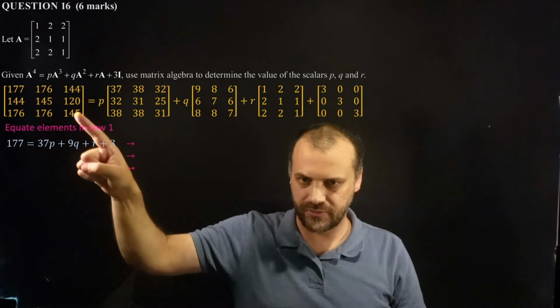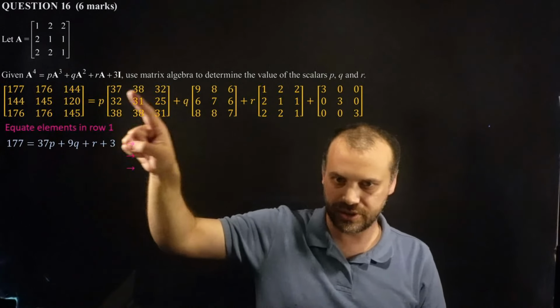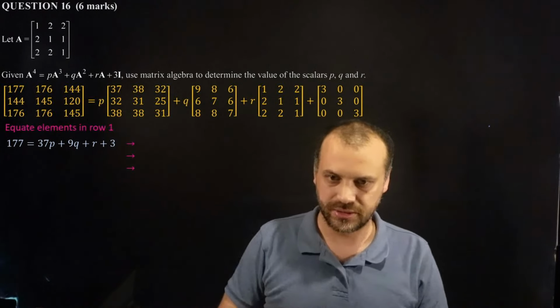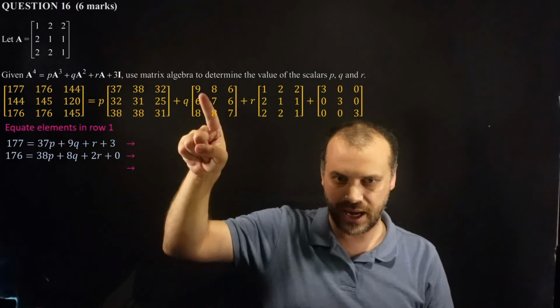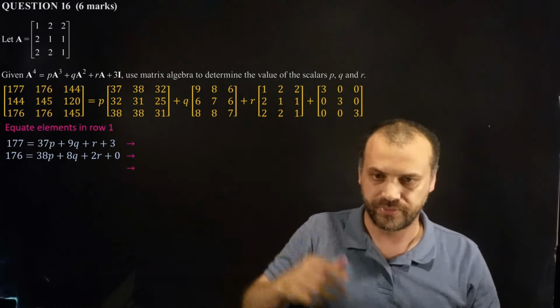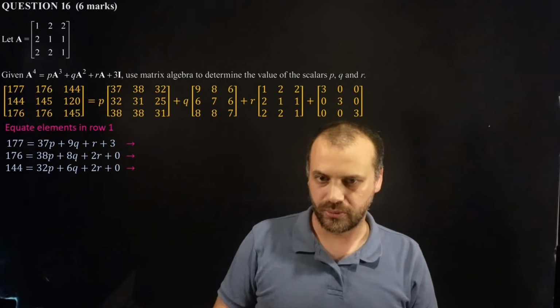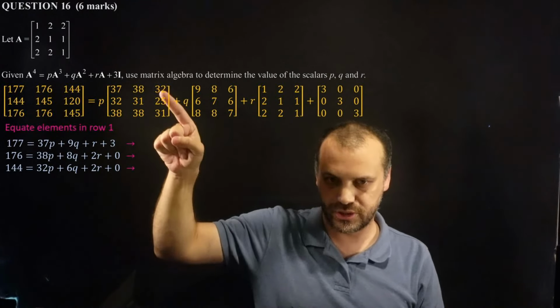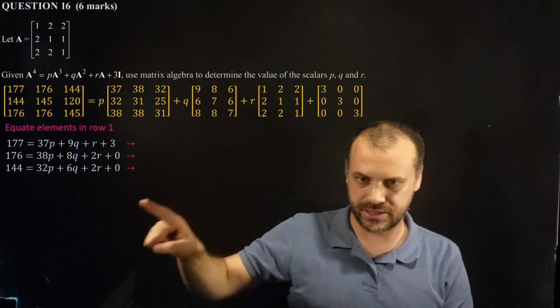I can do the same thing for our second element in every single matrix. So 176 equals 38P, 8Q, 2R, and 0. All right, and then finally, I can do it here. 144 equals 32P, 6Q, 2R, and 0.